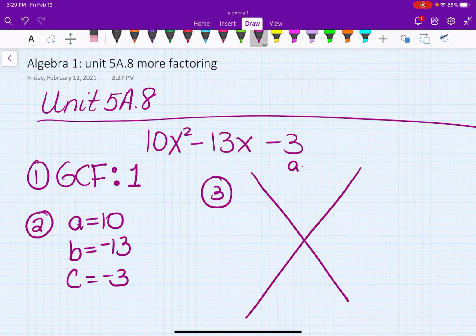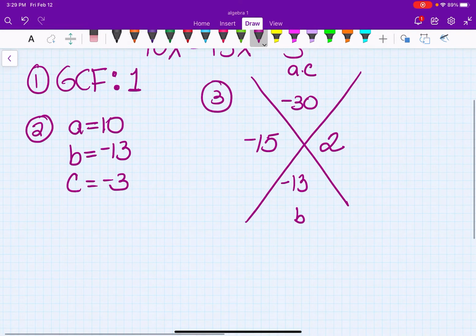A times C goes up here, and B goes down here. A times C is negative 30, and B is negative 13. Last time this was 13 and 10, but that's not the case here. This time it's negative 15 and 2, and that's all because of negatives. Because negative 15 times 2 is negative 30, and negative 15 plus 2 is negative 13.